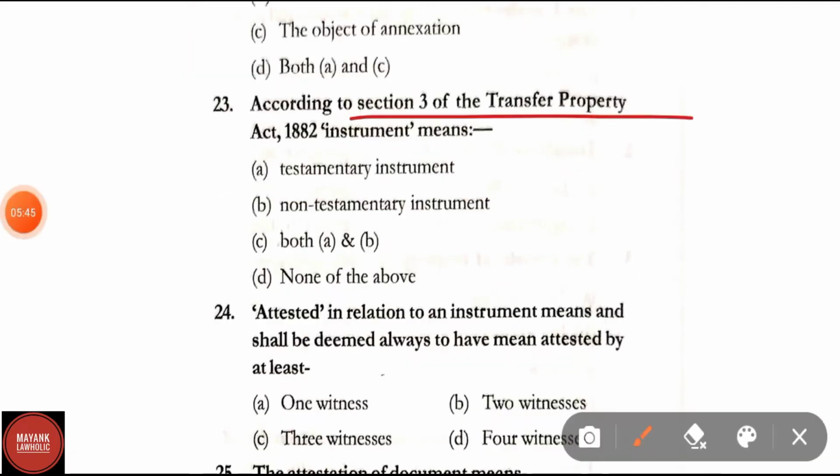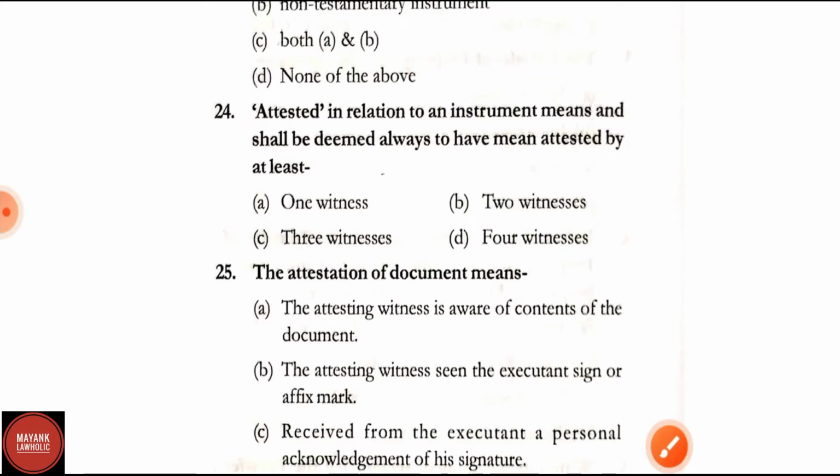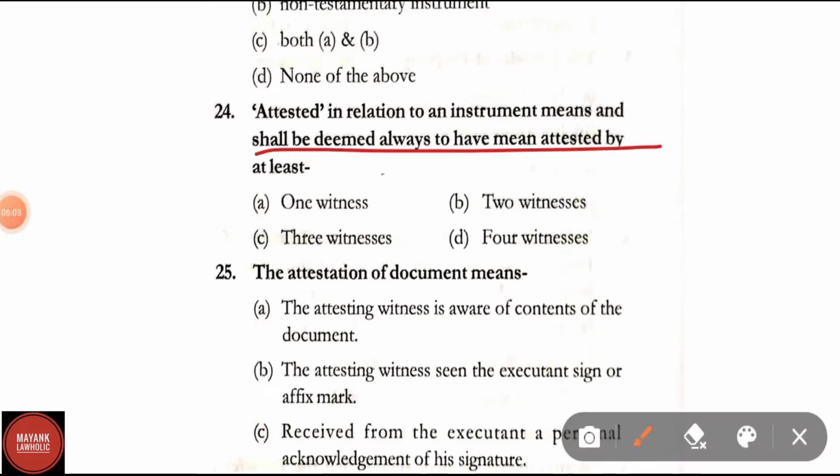According to section 3 of the Transfer of Property Act 1882, instrument means testamentary instrument, non-testamentary instrument, both A and B, none of the above. Correct answer is option B, that is non-testamentary instrument. Question number 24. Attested in relation to an instrument shall be deemed always to have meant attested by at least 1 witness, 2 witnesses, 3 witnesses, 4 witnesses. Correct answer is 2 witnesses.